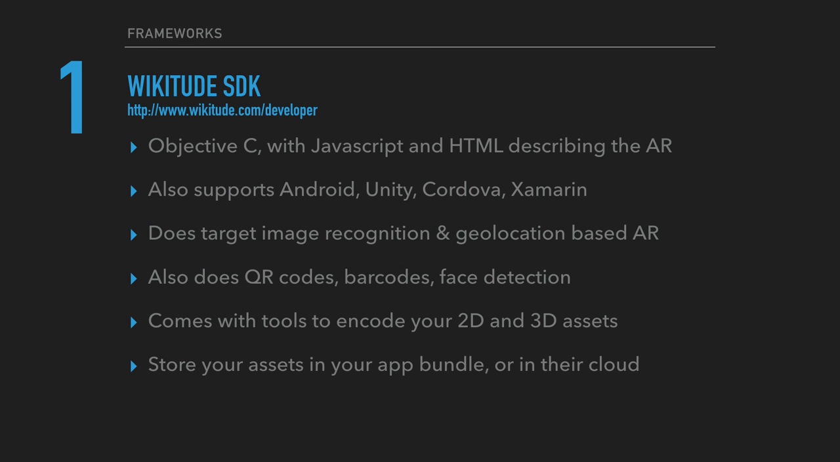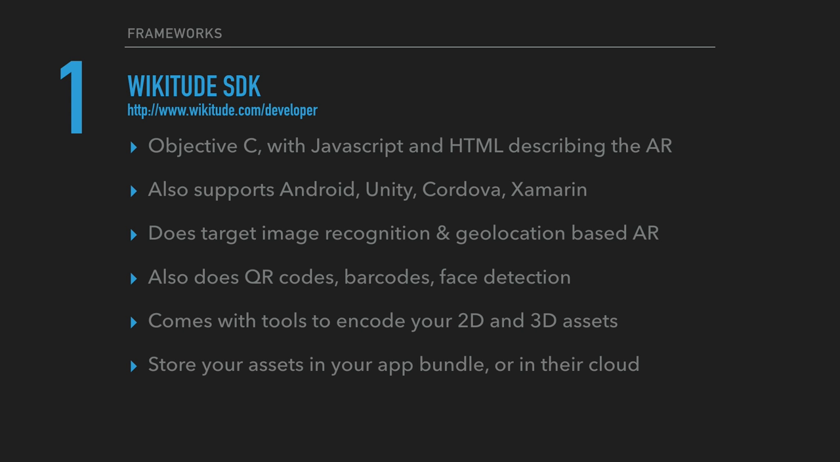First one I looked at was Wikitude SDK. It's Objective-C with some JavaScript and HTML as well. Supports the other platforms, which is good. It does target-based image recognition, which is where it's looking for a specific image in your camera and then it sticks something over the top of that. Also does geolocation stuff, Pokemon. It'll also do QR codes, barcodes, face detection, and things like that.